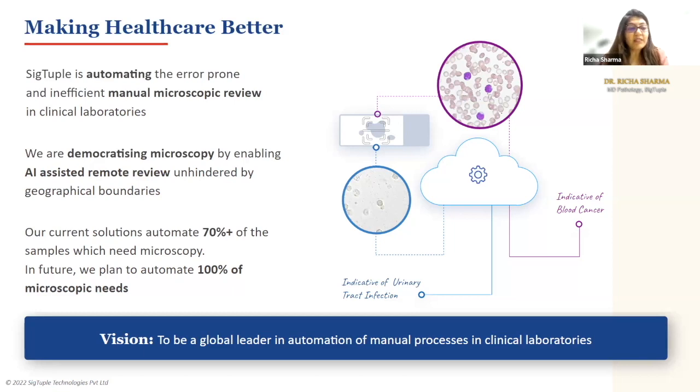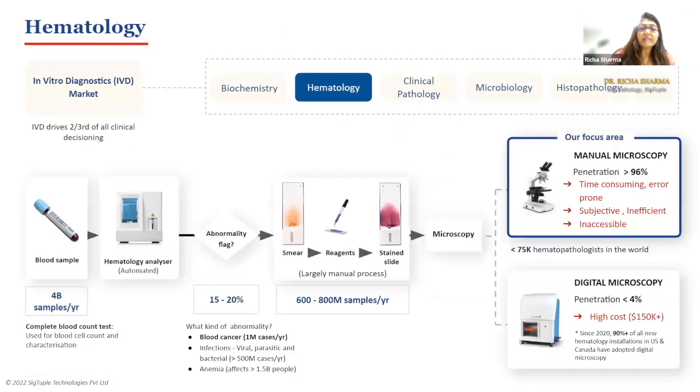We currently offer 70% of solutions to digitization or automation of manual microscopy. But in future, probably in the later half of this year, we'll be coming up with plans which will cover more microscopic needs in a laboratory. So the first thing that we do: we know that 70% of clinical decisions are based on diagnostic results, out of which hematology encompasses a larger amount of load that comes to our laboratory.